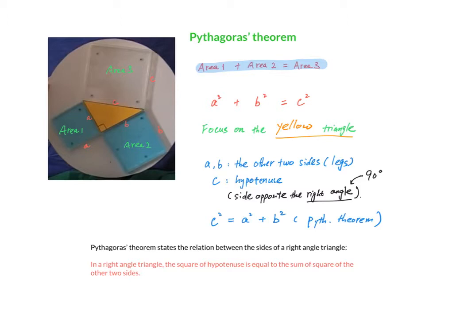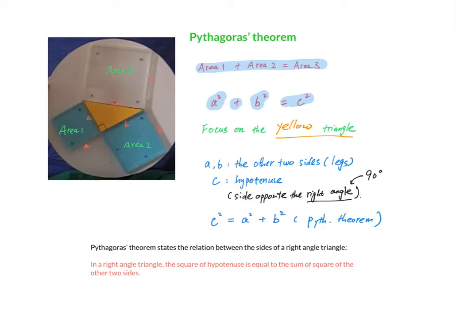Okay, so now we have the area A actually is the square box. So actually it's equal to A square, okay? And for area 2, actually it's also a square, so it's B square. So when A square plus B square, it will equal to C square, okay? So area 3 also is a square and the length is also C.